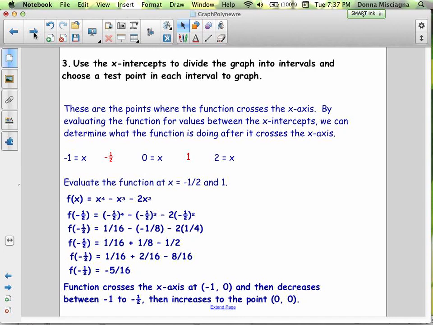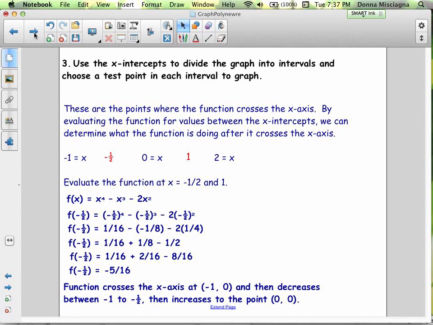So we're going to evaluate our function at x equals -1/2 and 1. So we plug in -1/2, and we get -1/2 to the 4th, which gives us 1/16. And then we have -1/2 cubed, which is -1/8. You just cube the two numbers. And then -1/2 squared would be +1/4. If you raise a negative to an even power, it's positive. If you raise a negative to an odd power, it's going to be negative.